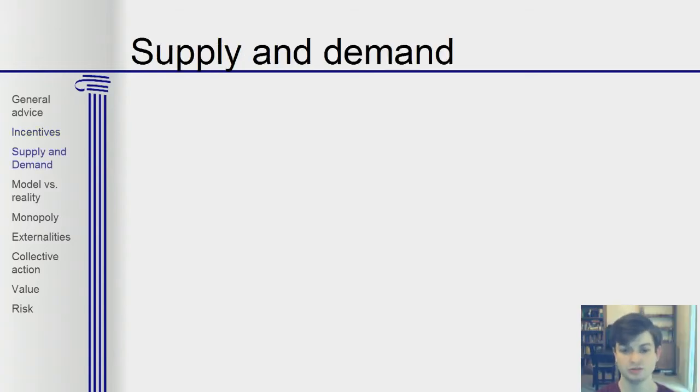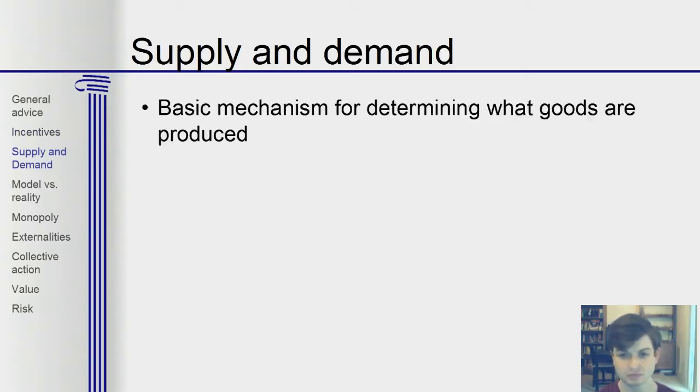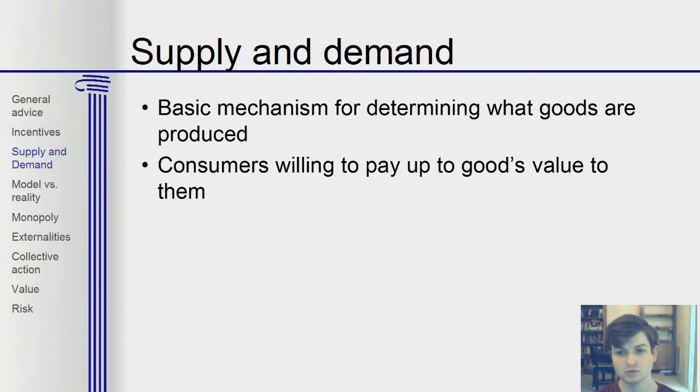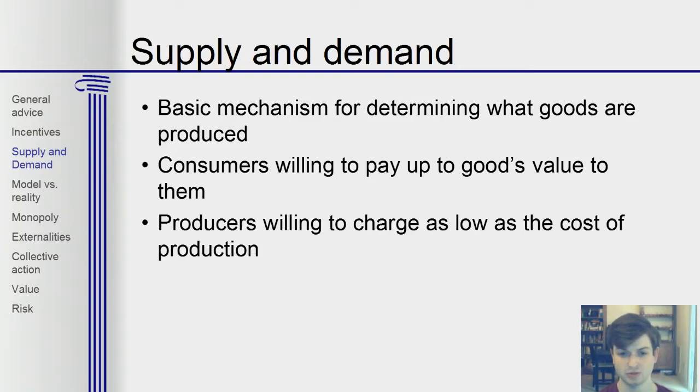So that brings us to supply and demand. This is sort of the basic way that markets function in a capitalist economy. So the idea here is that consumers are willing to pay up to a good's value to them in order to get that good, right? They decide sort of what that good is worth, and they'll buy it if the price is less than that and not if the price is more.